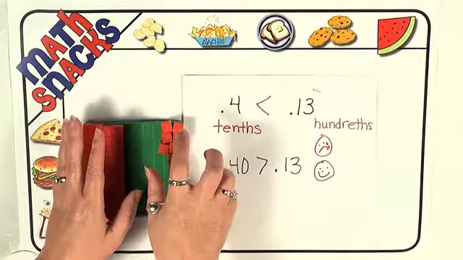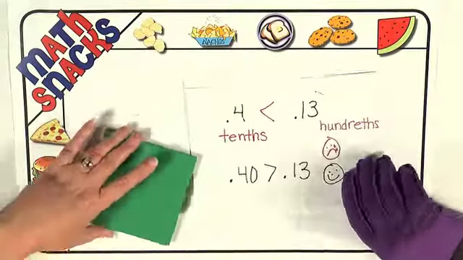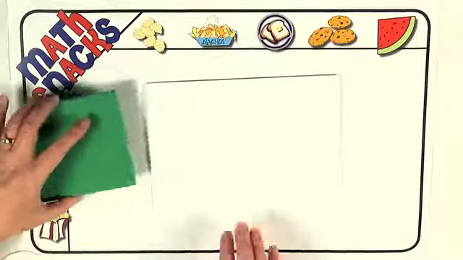Cool. You want to try another one? Yes, let's try another one. Because I always like to leave you on a happy note without that sad face. Okay. Let's try another one. Here, you write these numbers for me because I like your handwriting.